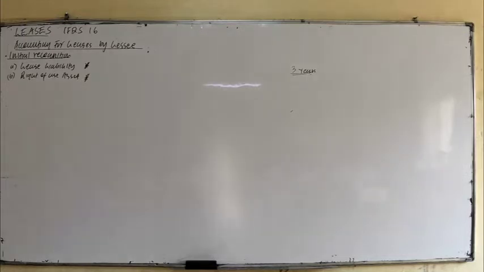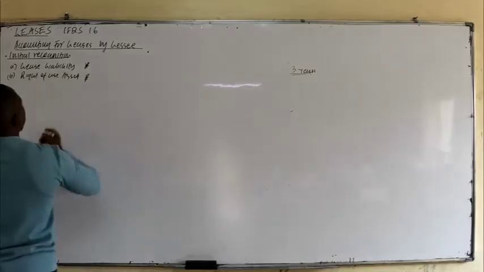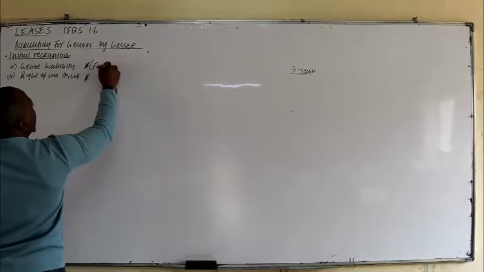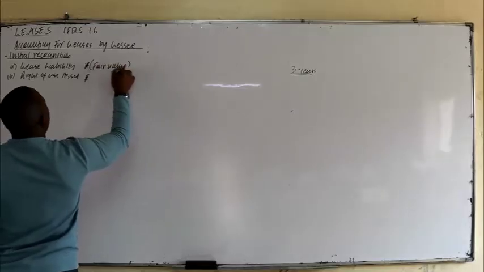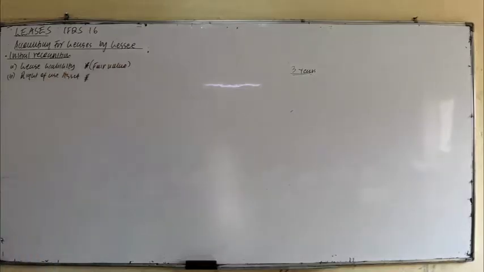Good. In bracket, when you have the lease liability, write in bracket: is the same as fair value. Then now let's look at the right of use asset.